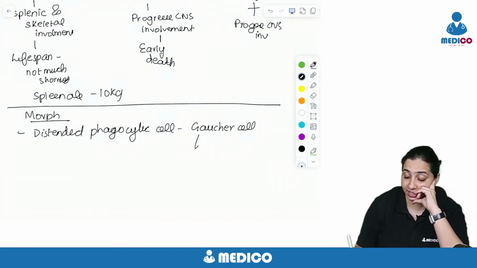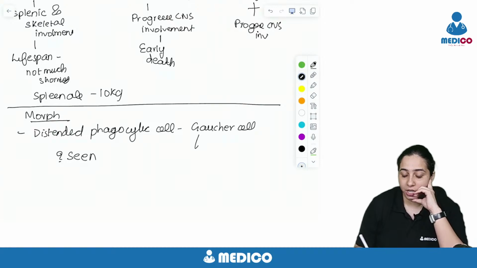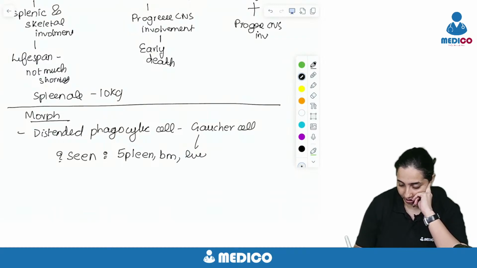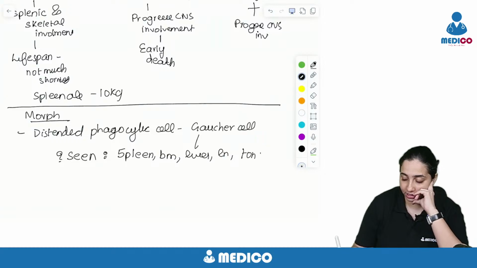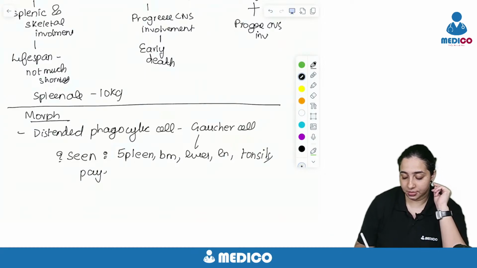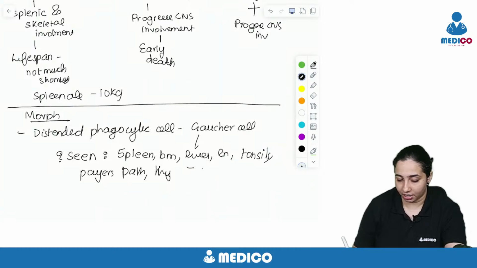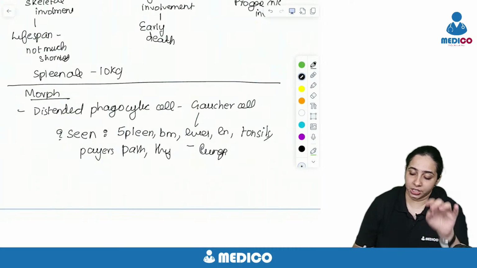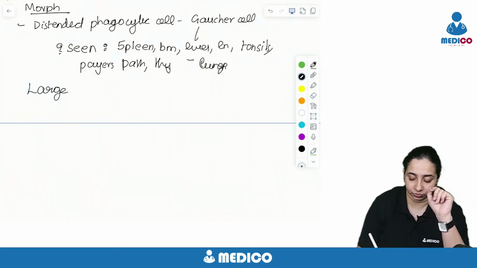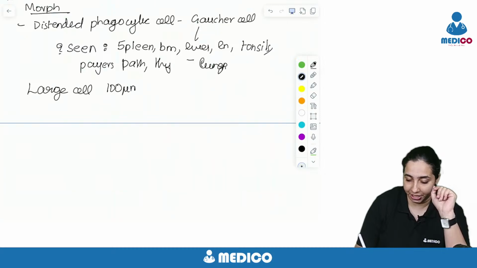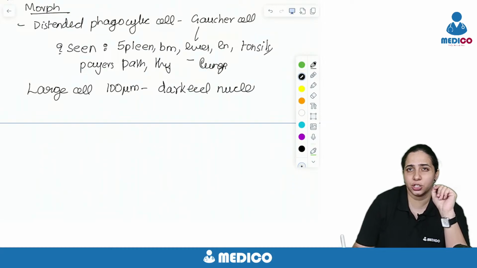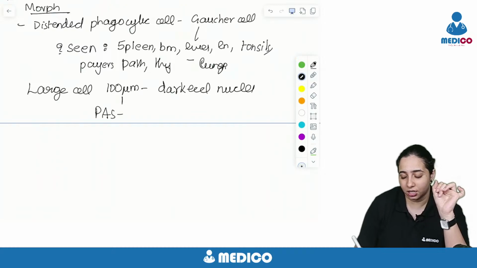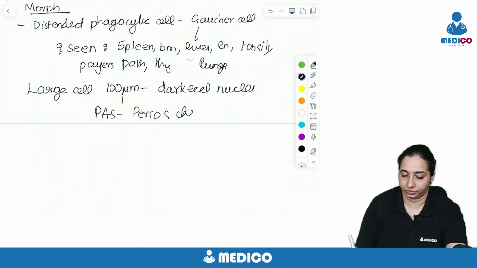Now, where is it seen? It is seen in spleen, bone marrow, liver, lymph nodes, tonsils, Peyer's patches, thymus, and even in lungs. Okay, so it is a large cell, about 100 micrometer in diameter, with a dark eccentrically placed nucleus, and it is usually positive for PAS, that is periodic acid Schiff.